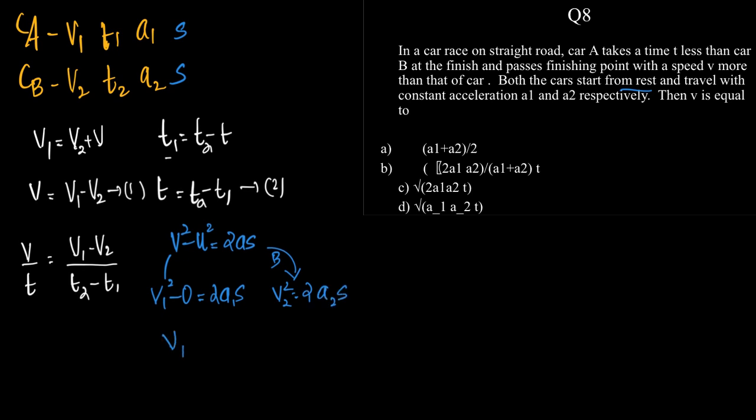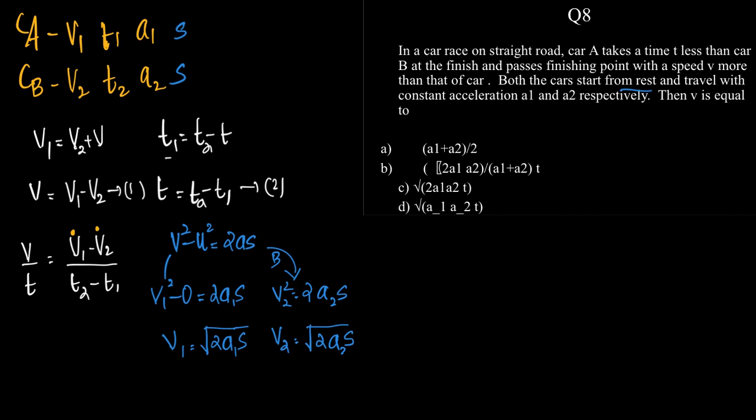So what is v1 from here? v1 is root of 2a1 into s. And what is v2 from here? v2 is equal to root of 2a2 into s. So we have found out the value of v1 and v2 here.